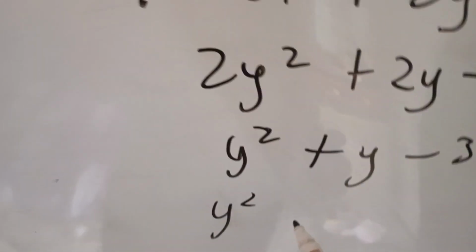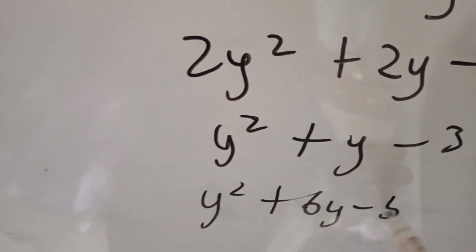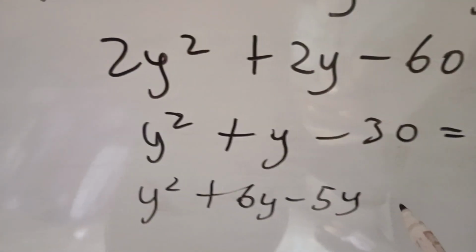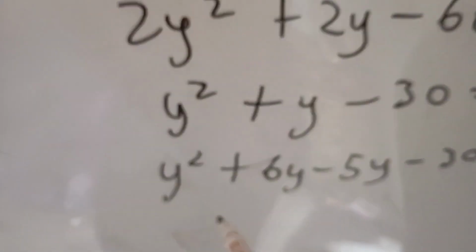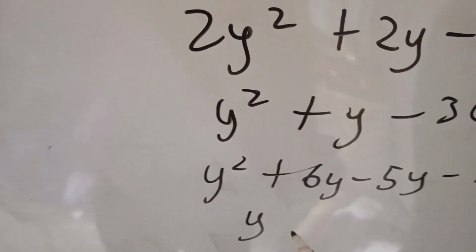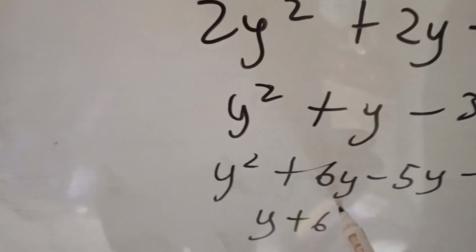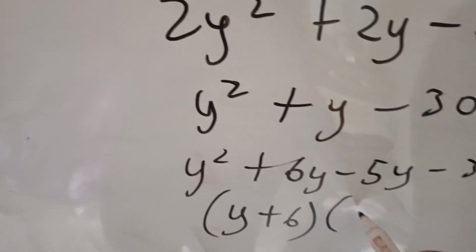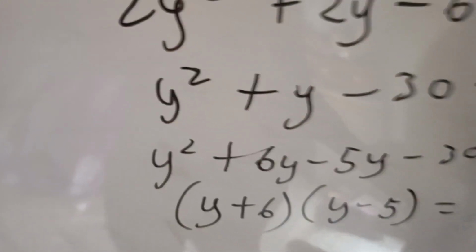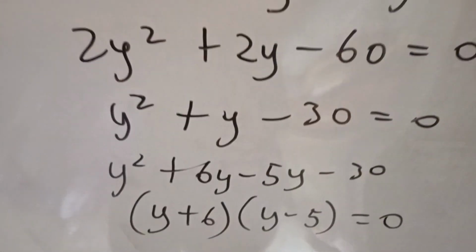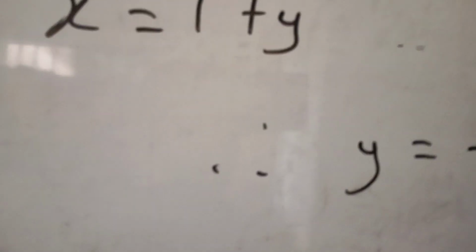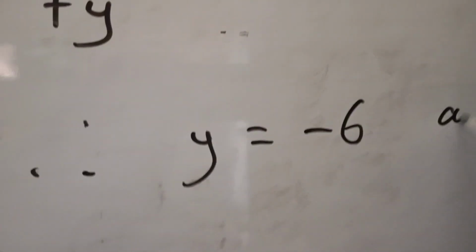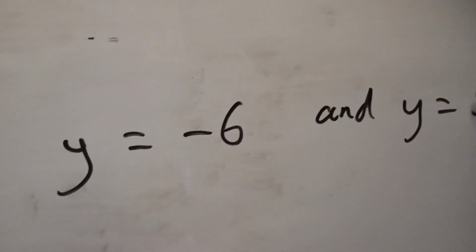Now factorizing this, we're going to have y squared plus 6y minus 5y minus 30. When you break this down, we're going to have y plus 6 times y minus 5 equals 0. Okay, so therefore y equals negative 6 and y equals 5.